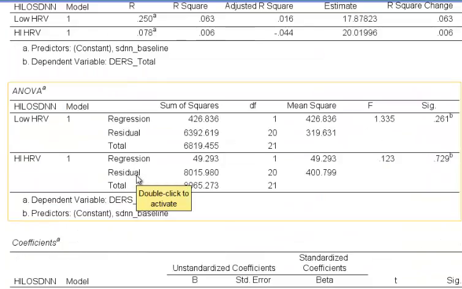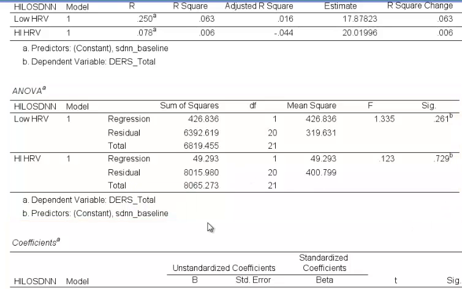Okay, next one coming up. Whatever it was, there was not. It was the high-low SDNN and DERS. Nothing.